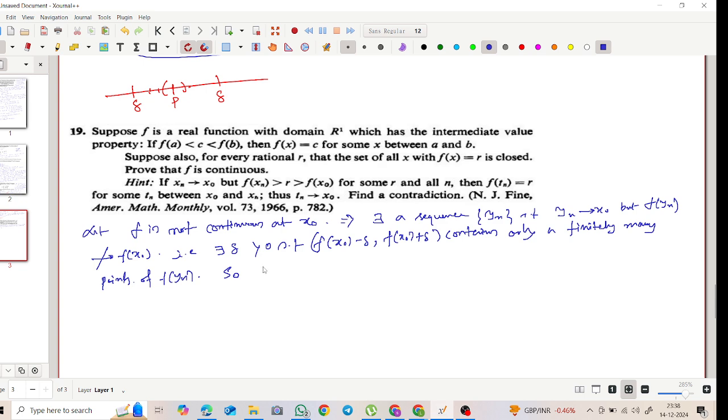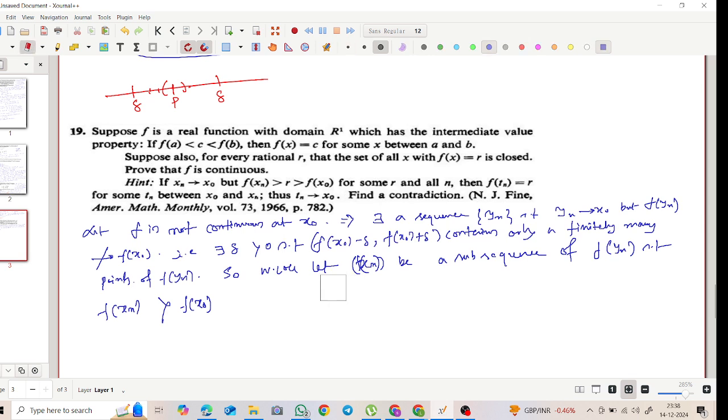So without loss of generality, let xn be a subsequence of yn such that f(xn) is greater than f(x naught). Right, so f(yn) is either less than f(x naught) minus delta or greater than f(x naught) plus delta for all but finitely many yn. So without loss of generality, suppose for infinitely many yn, f(yn) is greater than f(x naught) plus delta, and I am taking those xn only.